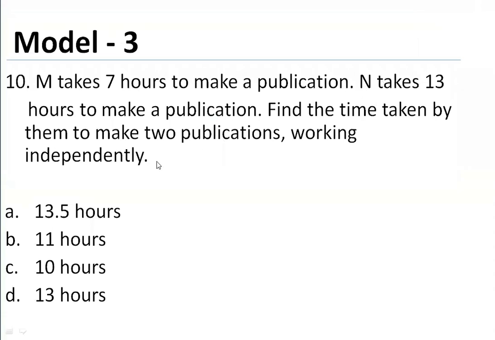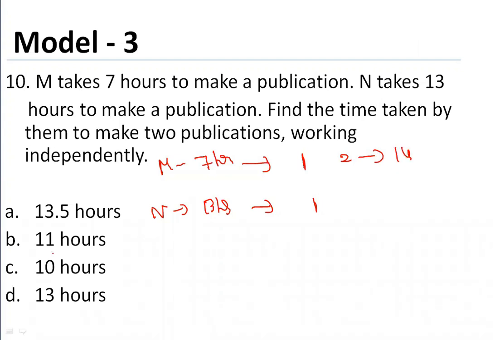M takes 7 hours to make a publication, which means M's deadline is 7 hours for a single publication. N's deadline is 13 hours for a single publication. So find the time taken by them to make two publications working independently. If you choose M to finish two publications, for one publication 7 hours means for two publications he'll take 14 hours. Okay, 14 hours is not there in the options, eliminated.